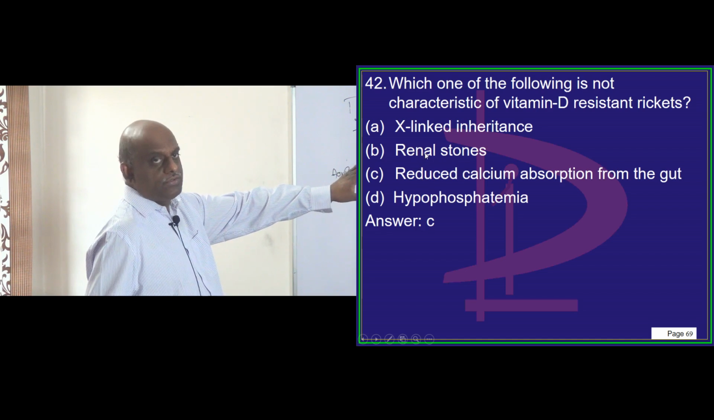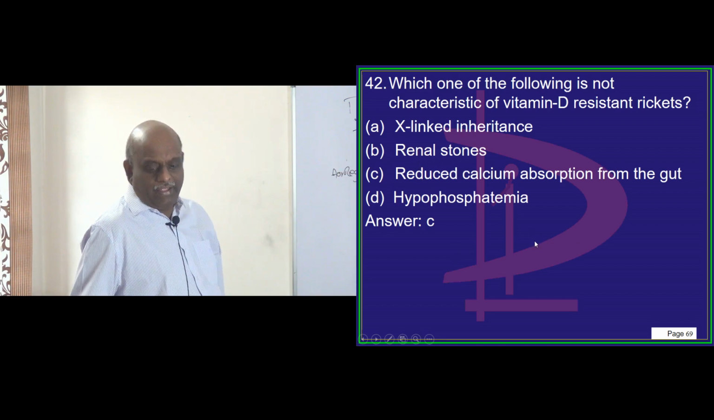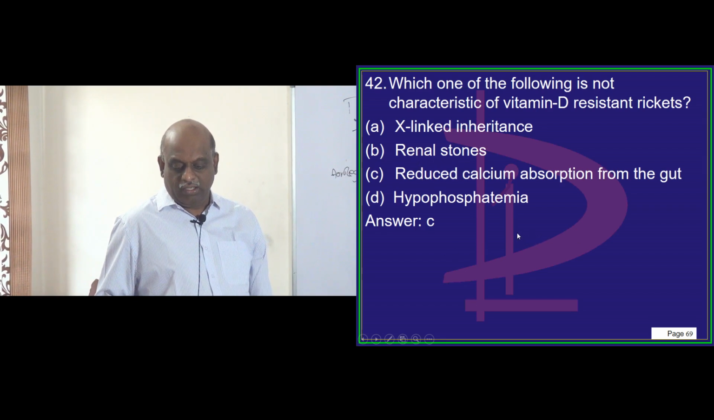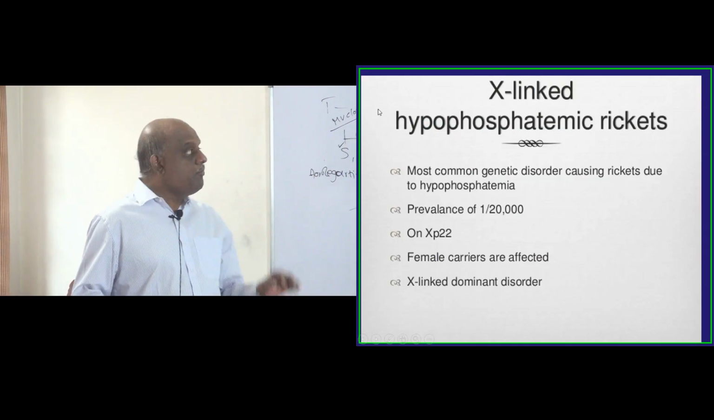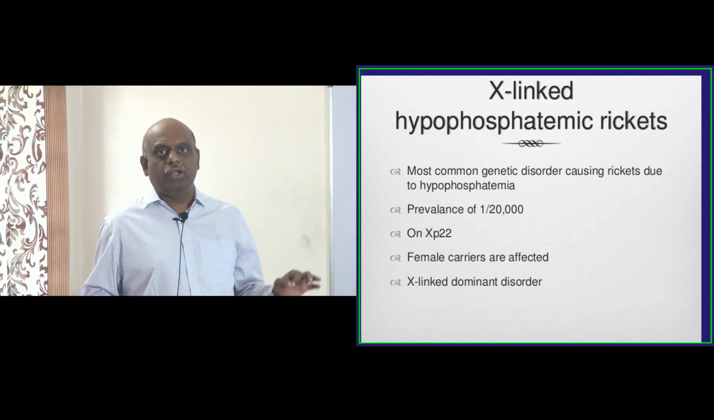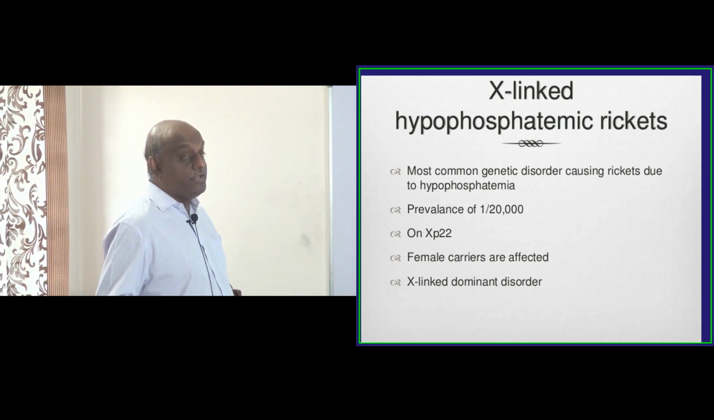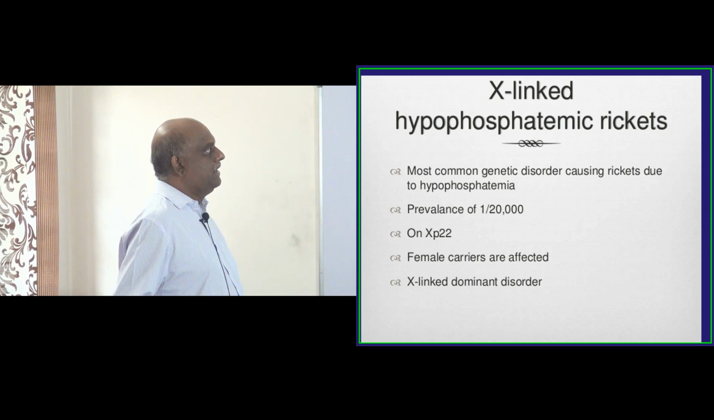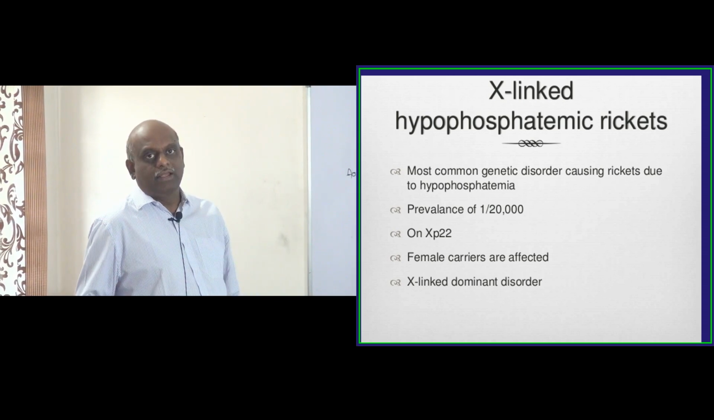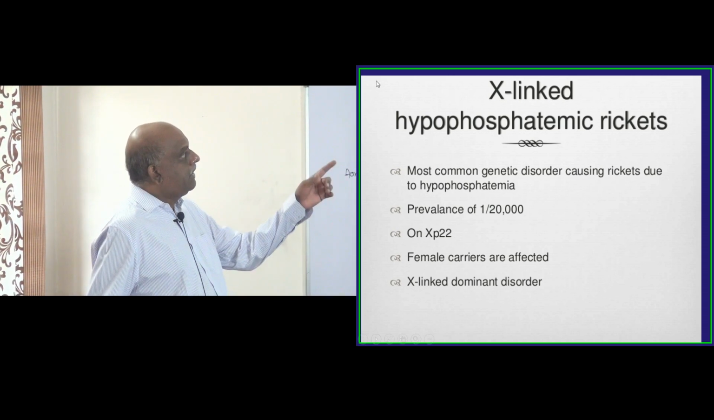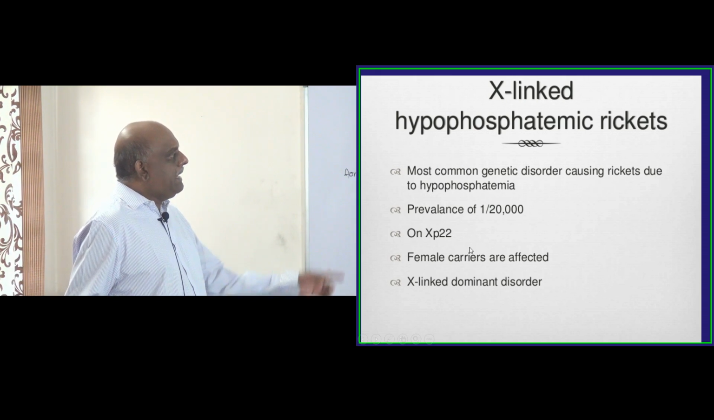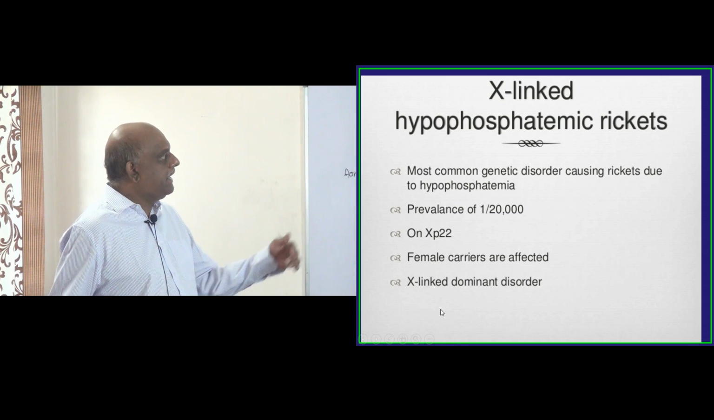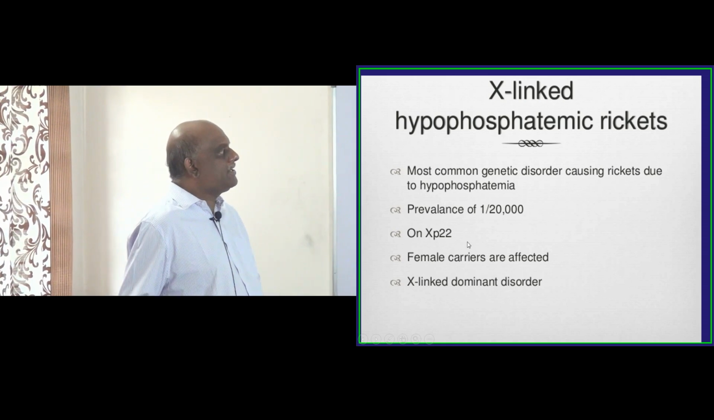you have the renal stones, hypophosphatemia, X-linked inheritance pattern. You should not forget. So, the most common genetic disorder causing rickets because of the hypophosphatemia is the hypophosphatemic rickets. Female carriers are affected. It is X-linked dominant and the problem is on Xp22.